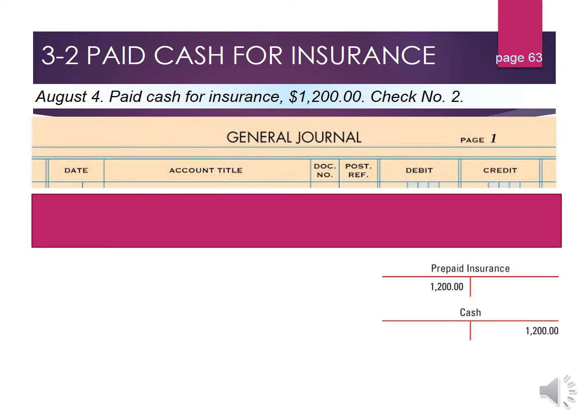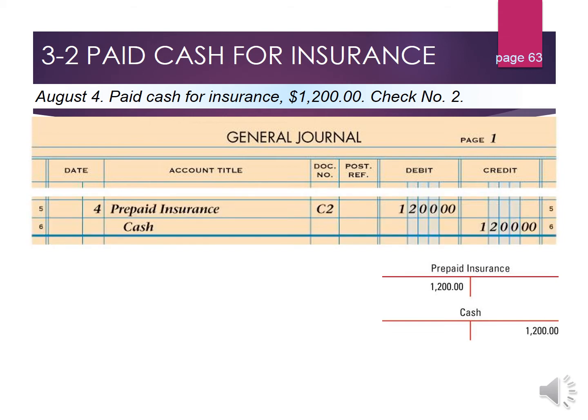Welcome back to 3-2. We will continue recording our entries. August 4th, we paid cash for insurance, $1,200, check number 2. Looking at the T account in the bottom right corner, from chapter 2, we learned that we would debit prepaid insurance for $1,200 and we would credit cash for $1,200. So, let's record this journal entry into the general journal.